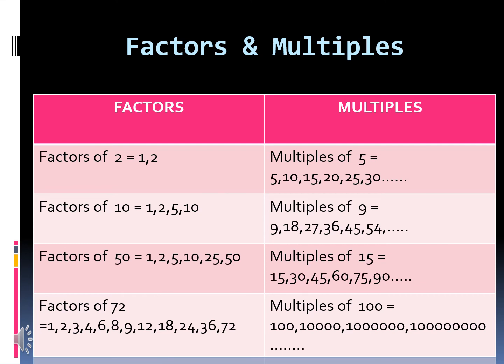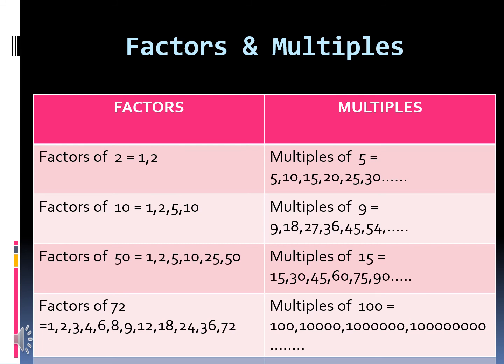Also if you observe factors of 2, the last factor is 2. If you observe the factors of 10, the last factor is 10. Observe the factors of 50, the last factor is 50. Observe the factors of 72, the last factor is 72. Means the highest factor of a number is the number itself, right? Also you can observe that there are limited number of factors, like 2 has 2 factors, 10 has 4 factors and so on. So there are limited number of factors.